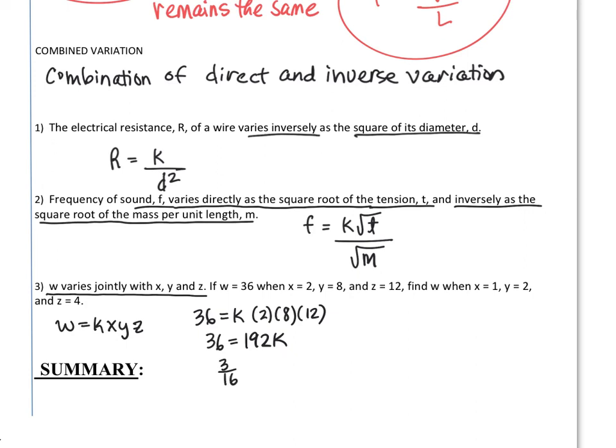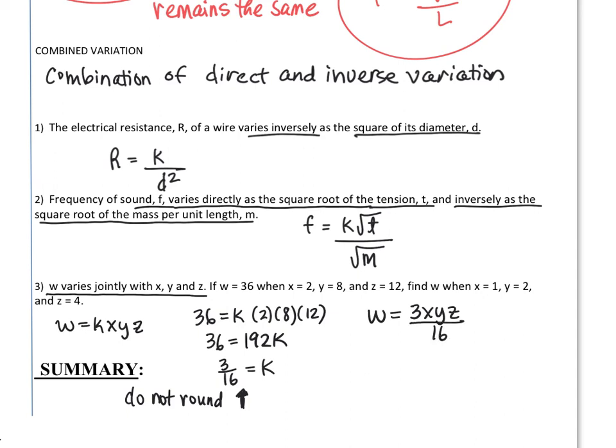Okay, so leave it as a fraction. Do not round. If at all possible, don't round your K. I know you want to. Just leave it as a simplified fraction. Because if you round K, you may have a round-off error later on when you go to work the other part out. So do not round. So my equation now is W is equal to 3 X Y Z divided by 16.